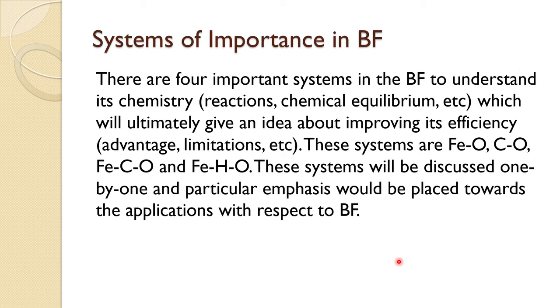So, there are 4 important systems in the blast furnace to understand its chemistry, reaction, chemical equilibrium, etc., which will ultimately give an idea about improving its efficiency, advantages, limitations, etc. So, these systems are the iron oxide system, we just saw that, carbon oxygen, iron carbon oxygen and iron hydrogen oxygen. These systems will be discussed now one by one in the coming slides, and application of these systems towards the blast furnace would be discussed.